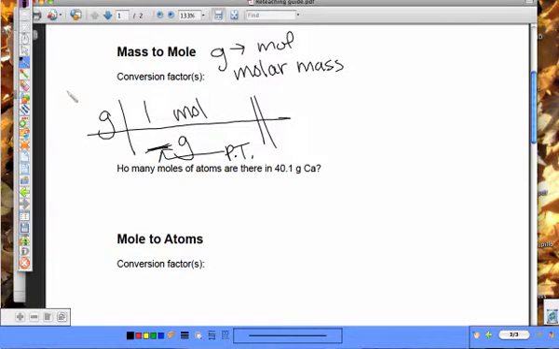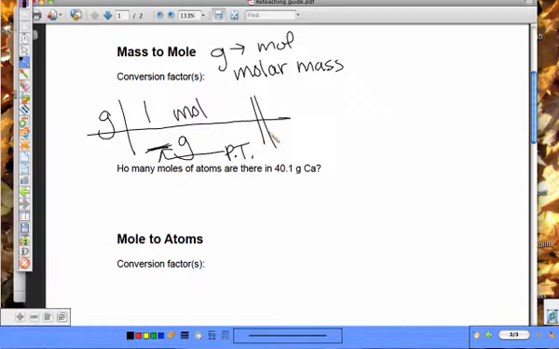No, for this one it's mass to mole. So if we're given grams, and they're asking for moles. How many moles of atoms? So even if it says moles of atoms, we're still asking for moles. If it was asking for atoms, it'd say how many atoms are there? So how many moles of atoms?